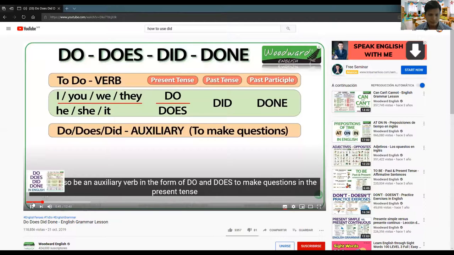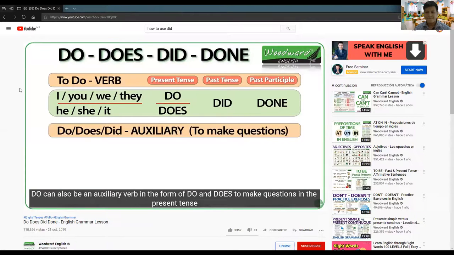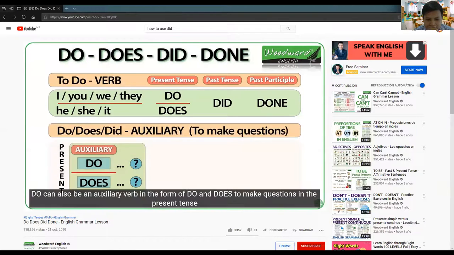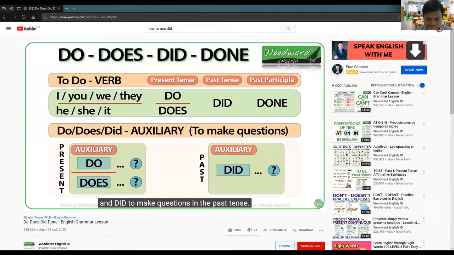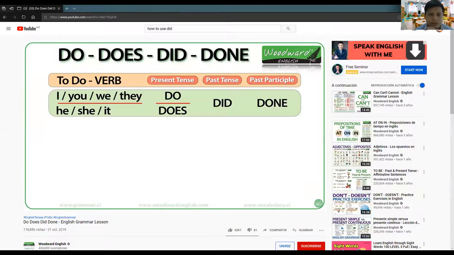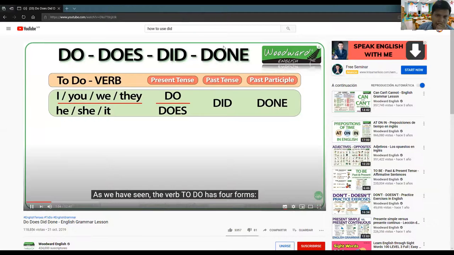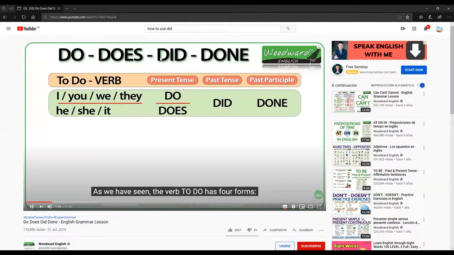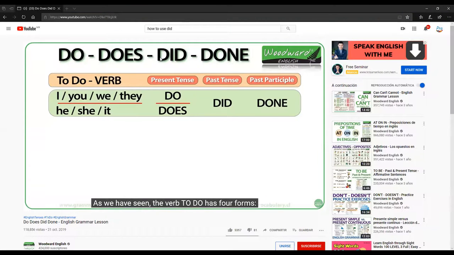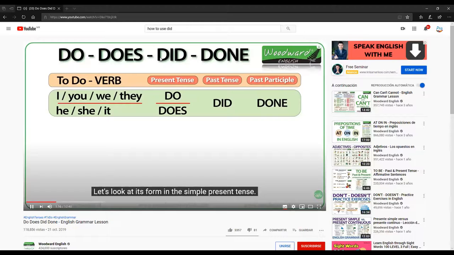Also be an auxiliary verb in the form of do and does to make questions in the present tense, and did to make questions in the past tense. Let's look at each one in more detail. We will start with the verb to do. As we have seen, the verb to do has four forms: do, does, did, and done. Let's look at its form in the simple present tense.